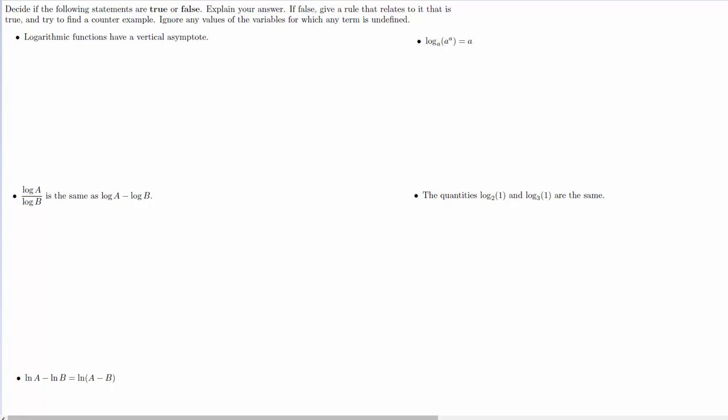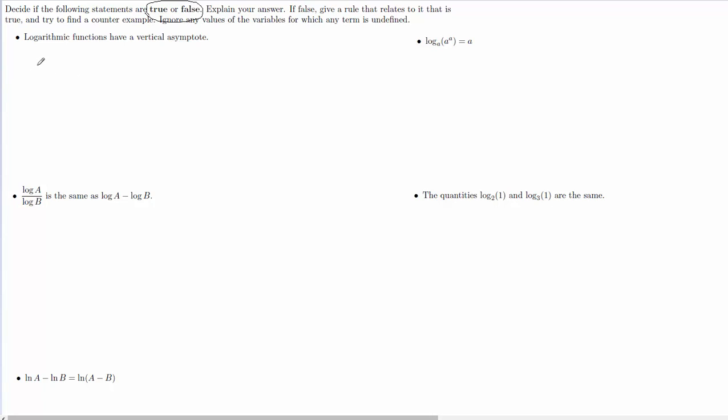Let's look at some very interesting questions together about logarithms, and let's answer if each one of those is true or false. So our focus is on answering the questions and seeing if they are true or false for each one of those. So the first question is: logarithmic functions have a vertical asymptote. Is that true? Well, that's a very good question, and it can be answered in many different ways.